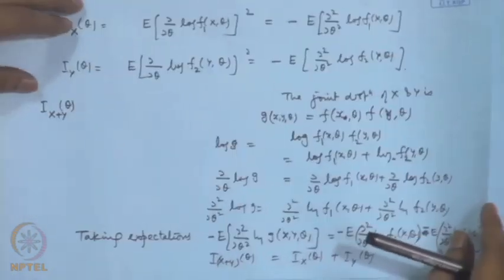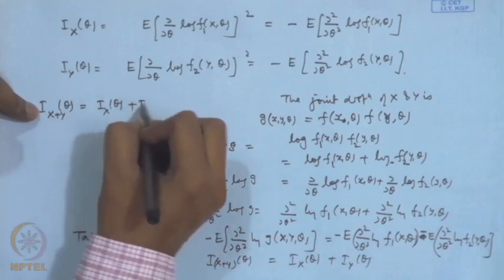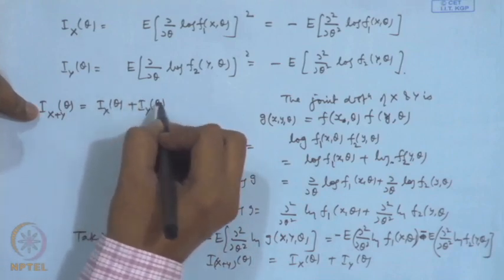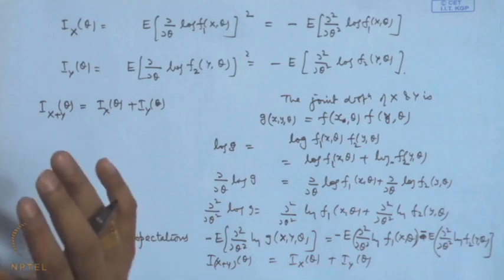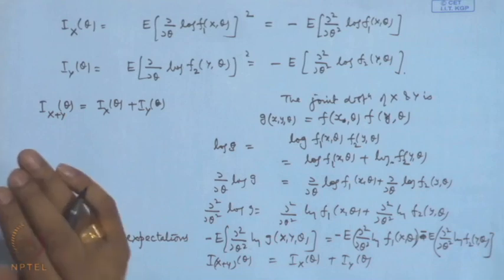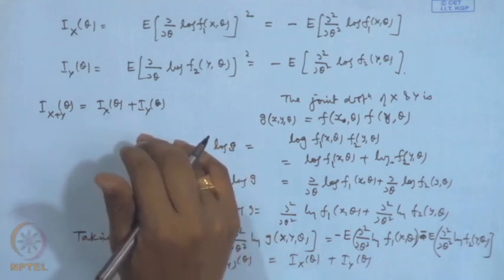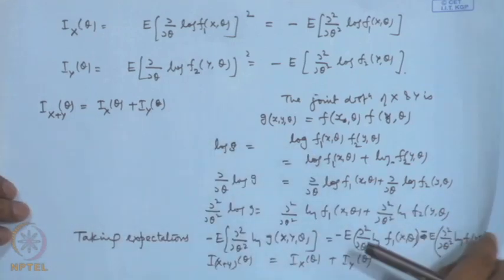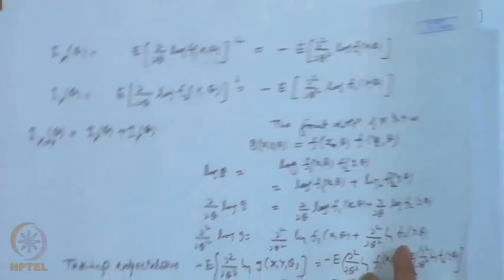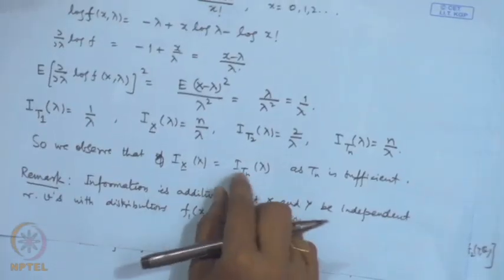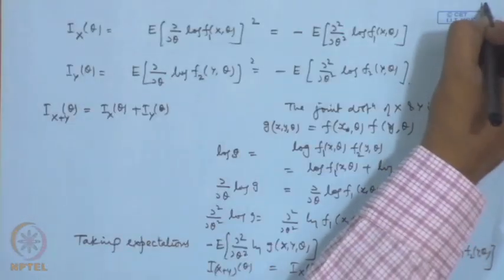So, we have proved that information is additive. If I am considering independent observations, then information in the total will be equal to the information in one plus the information in the other one, but independence is used here. Let me explain the equality of sufficient statistics information by means of another example here.